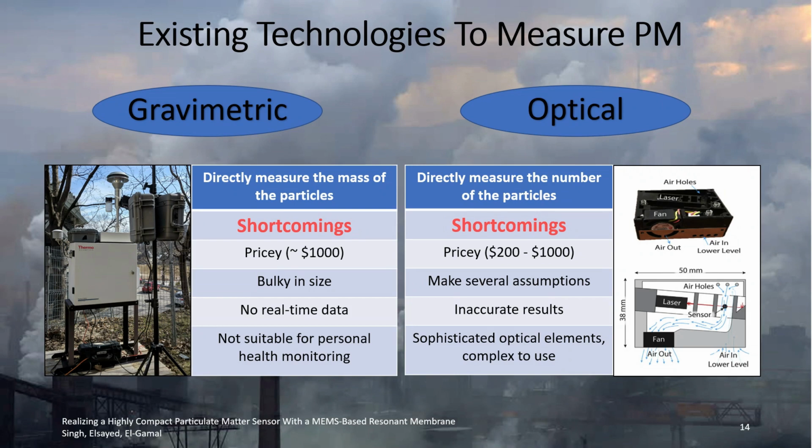But there are a few shortcomings. These are still pricey for low and middle income countries. And as I told you, they can measure just the number, not the mass. So they have to assume a certain density and certain size distribution. This can result in inaccurate results. And also optical elements are sometimes sophisticated and complex to use.